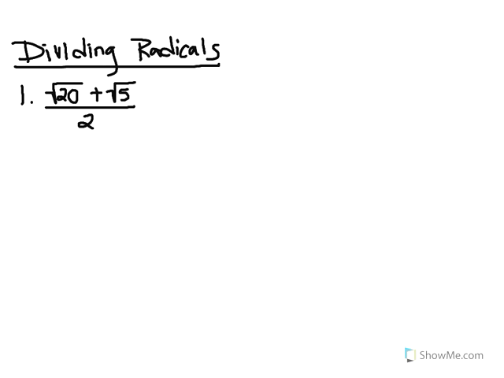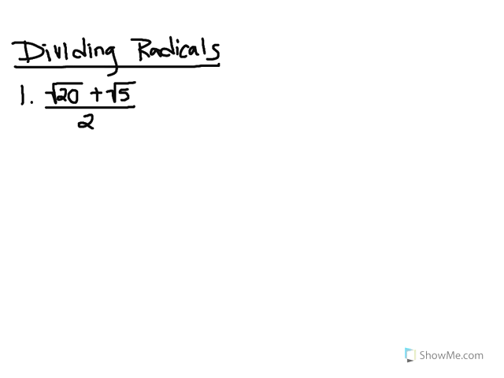This tutorial is going to show you what to do when we divide radicals, which can be a little bit lengthy, so we're going to start off slow. This particular problem in number 1 says the square root of 20 plus the square root of 5 over 2. And I just want to make this as simplified as I possibly can.